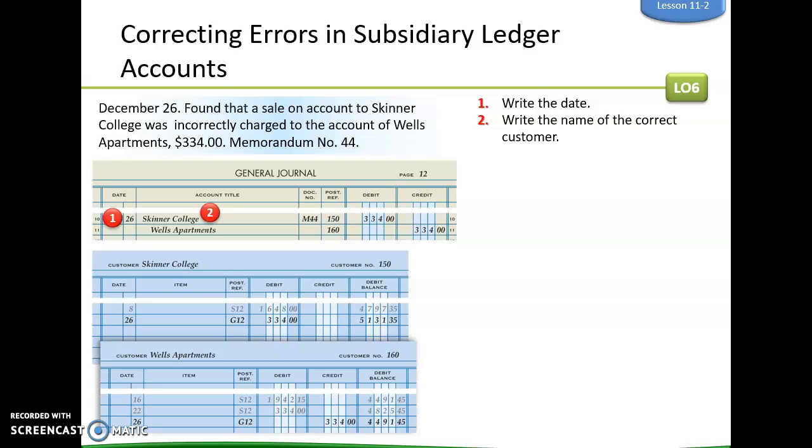On December 26th, we found that a sale on account to Skinner College was incorrectly charged to the account of Wells Apartments 334. So it just hit the wrong account. So how do we fix that?